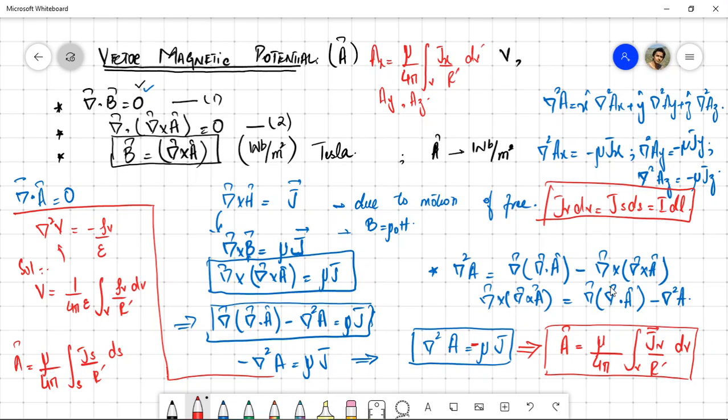So what he's saying is that in some cases it becomes easier for us to calculate the value of A and then calculate the value of B by using the value of A, just like we did back in the electric potential case, where E was equal to minus nabla V. So he's saying that this provides us with another method to calculate the value of magnetic field intensity by calculating the value of magnetic flux density.